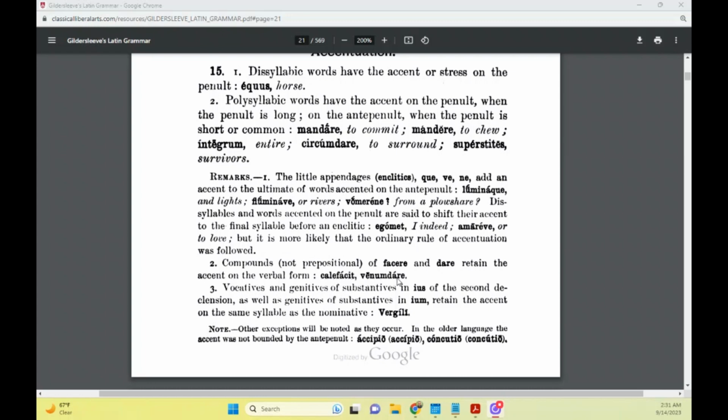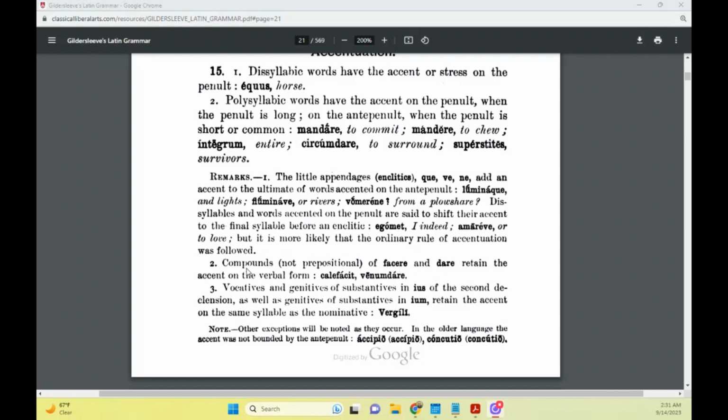Here we have another example. We have the verb dare, which was given here, dare, and we add venum to it, but we retain the accent on the verb, venum dare. Okay, so just a simple note about compound verbs for just 2 verbs. So it's facere and dare.